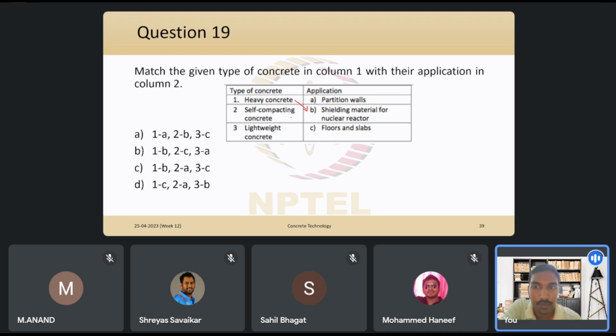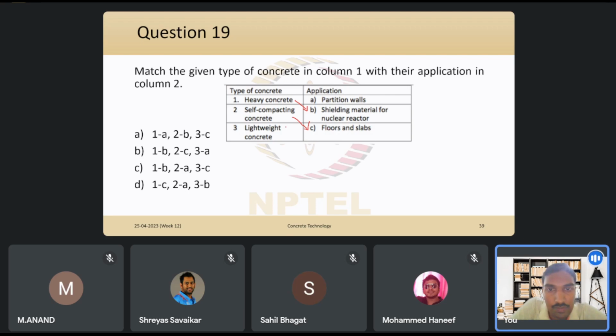And two, self-compacting concrete is used for floors and slabs, because self-compaction will give you a better compaction and better strength than the regular concrete. So therefore it is suitable for building floors and slabs.